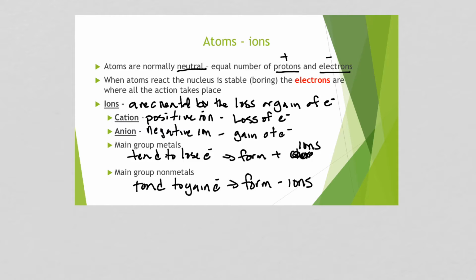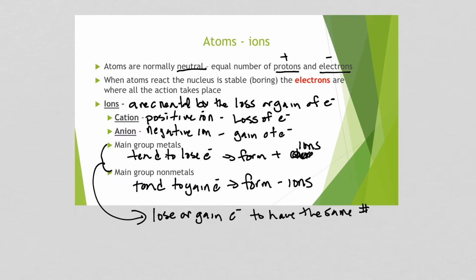And with both of these, right, they will lose or gain electrons to have the same number of electrons as the nearest noble gas. So remember, noble gases are group 8, right? That last main group. And one of the hallmarks, of course, of noble gases is their stability.